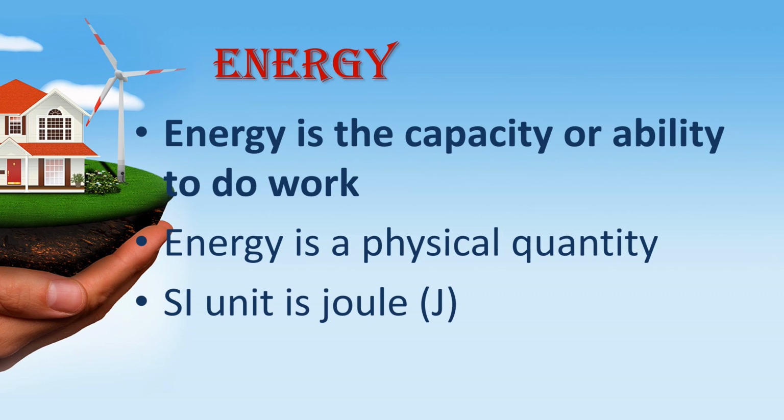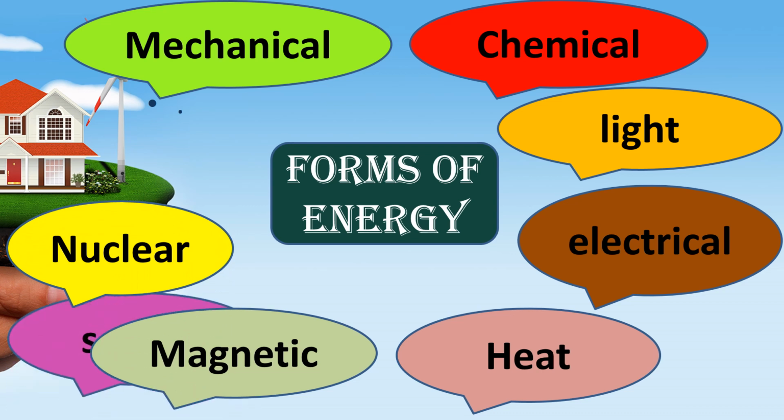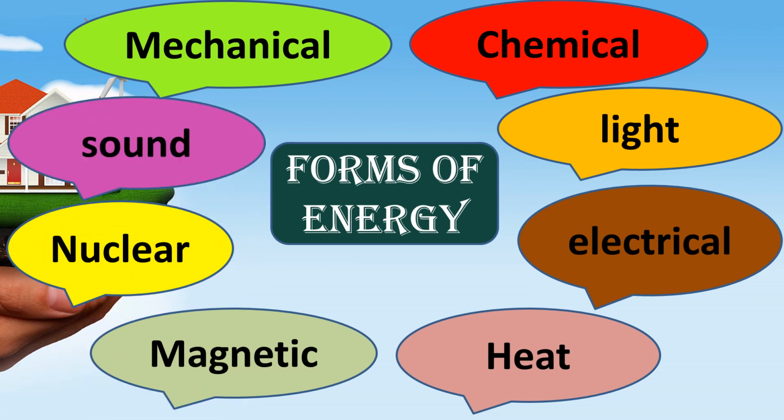And then we have learnt about various forms of energy: mechanical energy, chemical energy, light energy, electrical energy, heat energy and magnetic energy. We have left nuclear energy and sound energy. Okay children, we will learn this in this class. So what is mechanical energy?